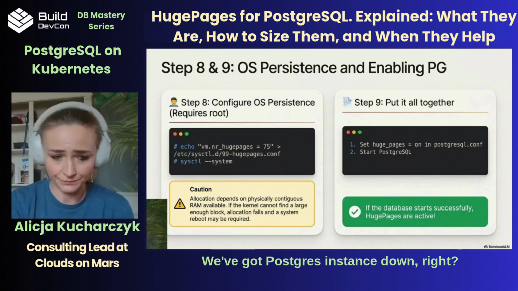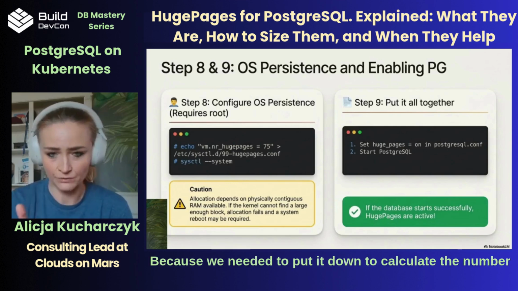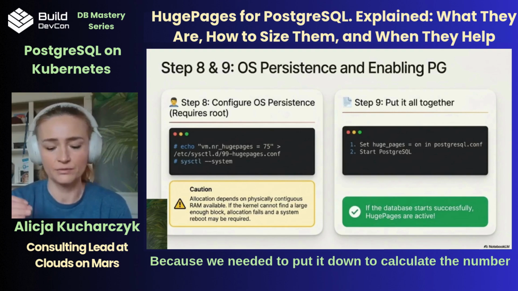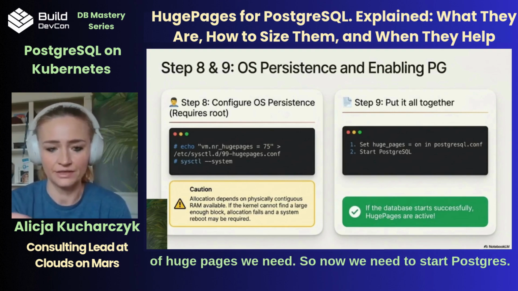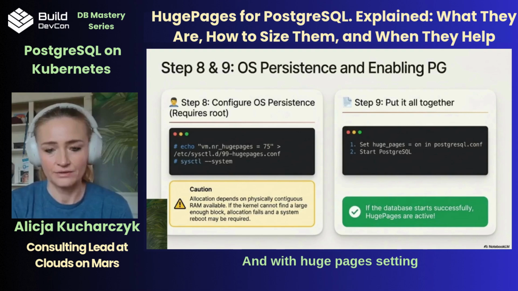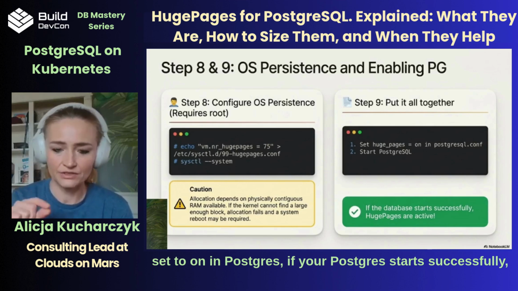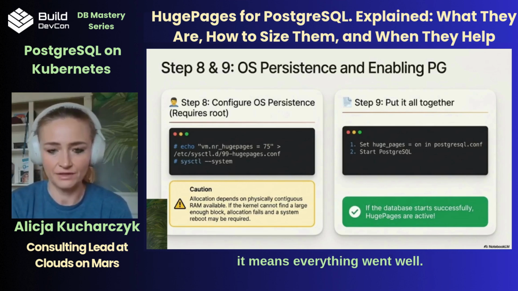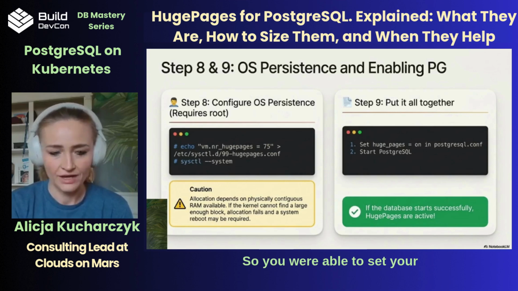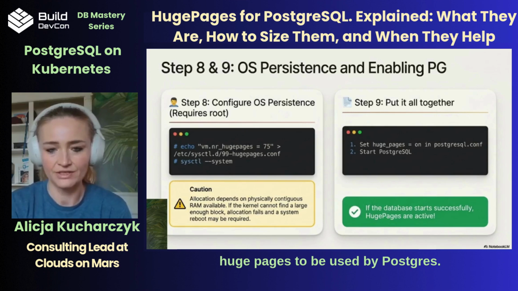We've got the Postgres instance down, right? Because we needed to shut it down to calculate the number of HugePages we need. So now we need to start Postgres. And with the HugePages setting set to on in Postgres, if your Postgres starts successfully, it means everything went well. So you are able to set your HugePages to be used by Postgres.